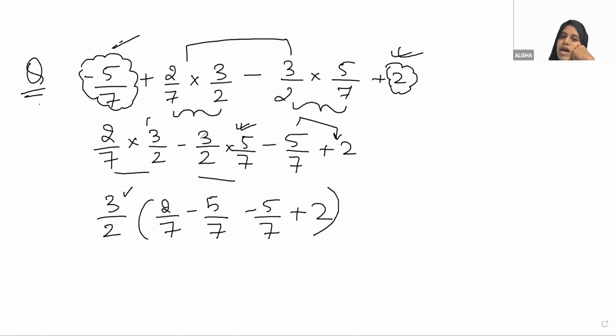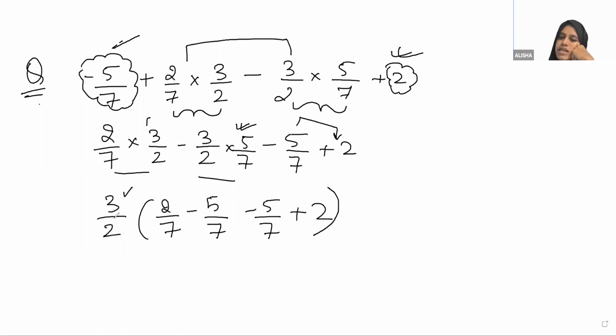Are you finding any 3 by 2 with this minus 5 by 7? No. Are you seeing any 3 by 2 with this 2? No. Then why have you asked me to not close the bracket?